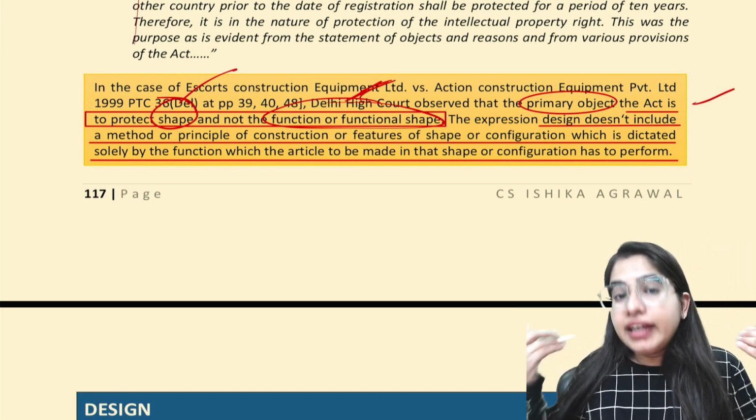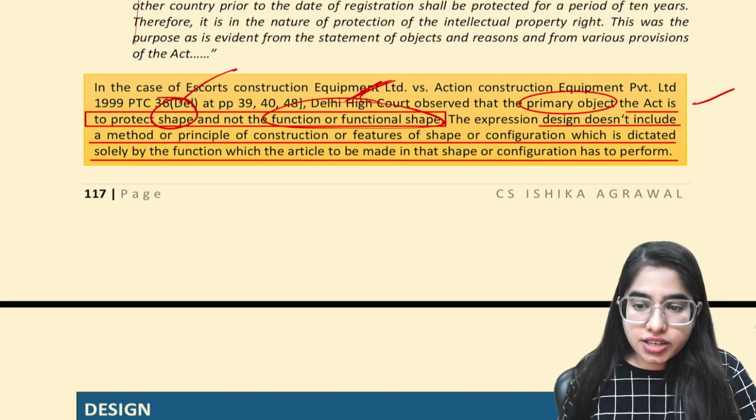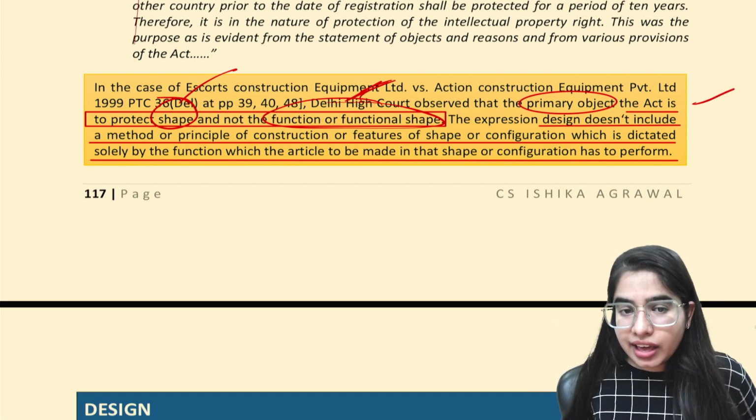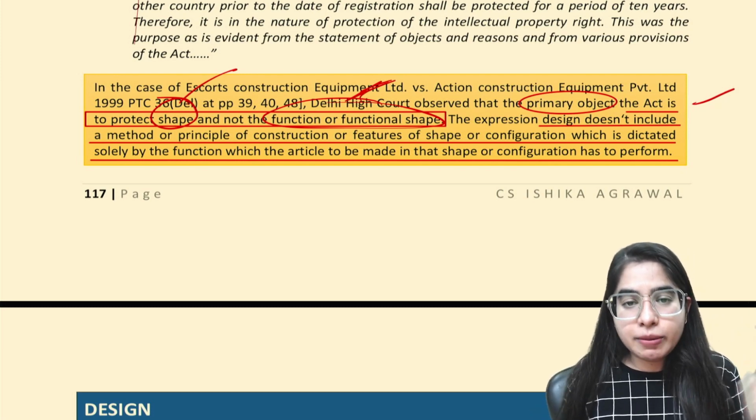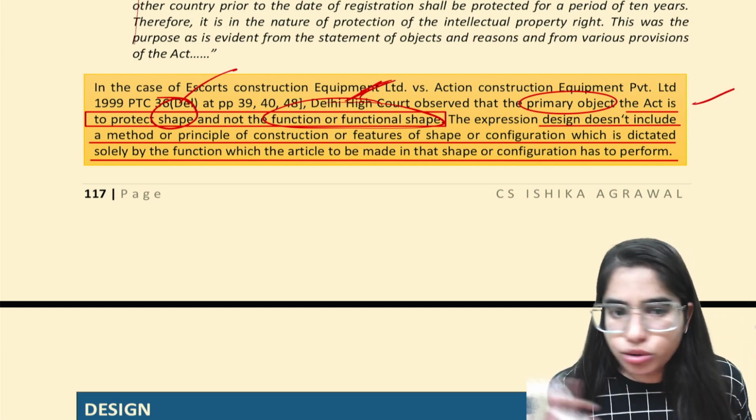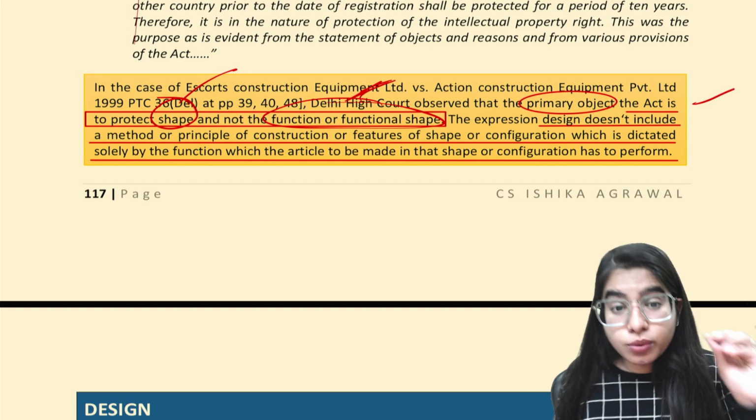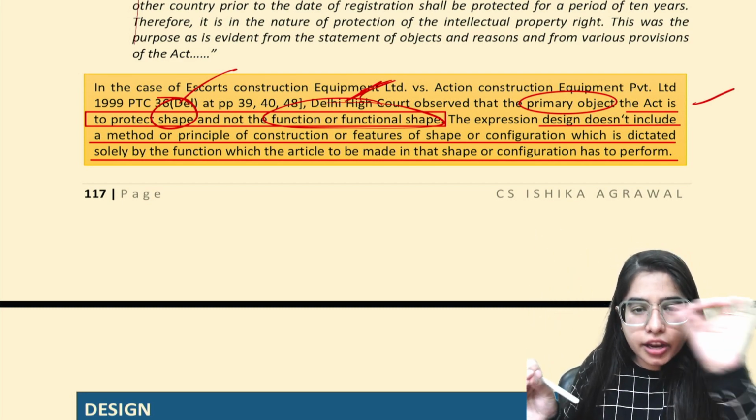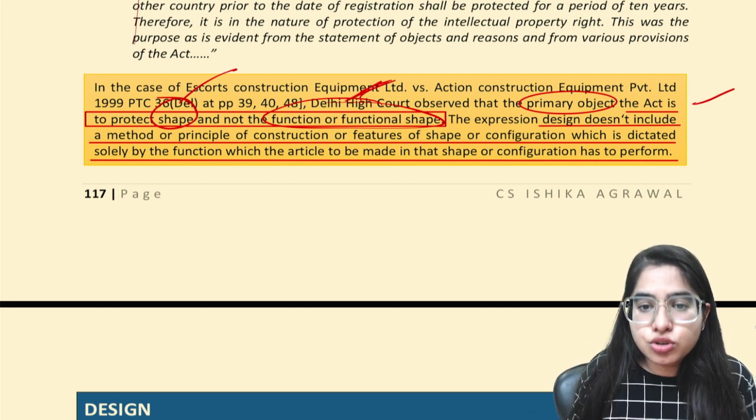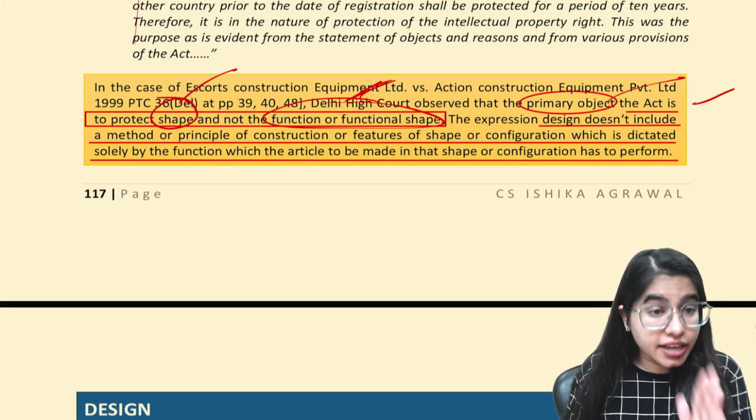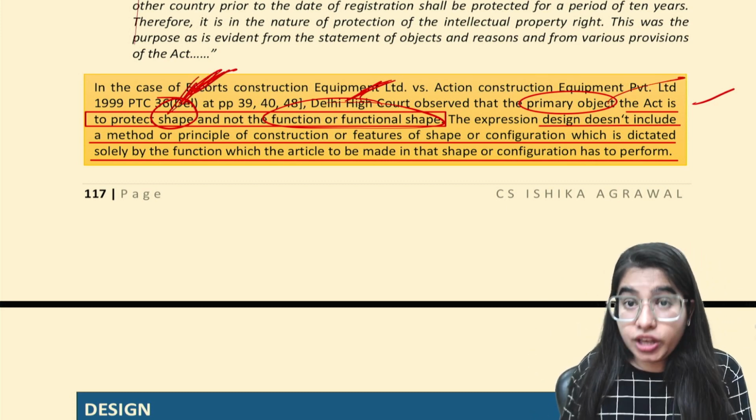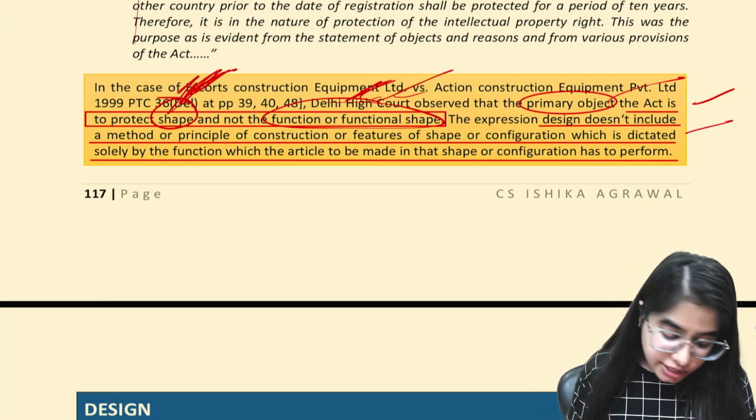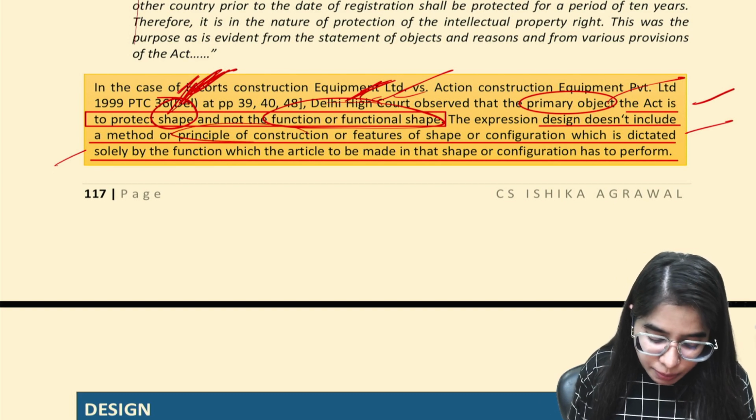In dress, say you made a lehenga. Lehenga you cannot register as a design. That function of a lehenga, that one blouse will be there, one lehenga will be there, one chunni dupatta will be there, that thing you cannot register. But if you made a unique kind of lehenga, the designing of the lehenga with work and all, that you can register. So the primary objective of design is to protect your shape, not the functional shape. And the design does not include a method or principle of construction.